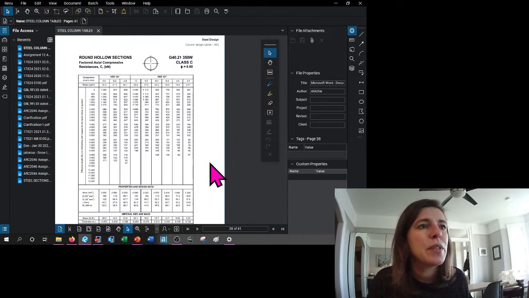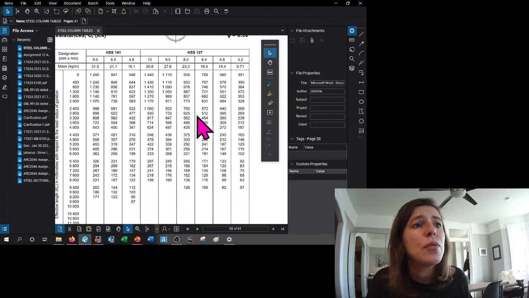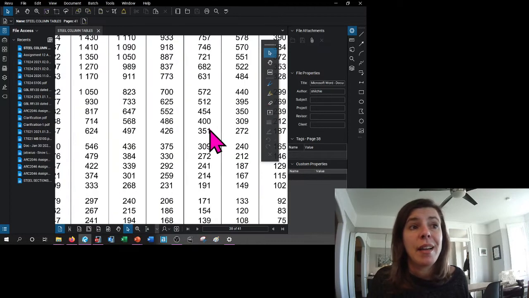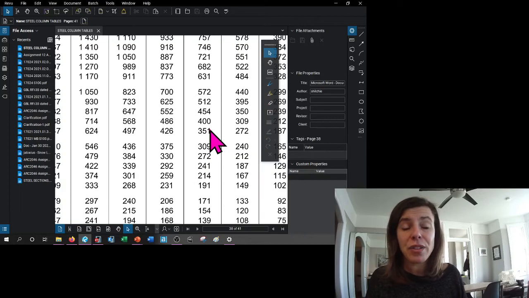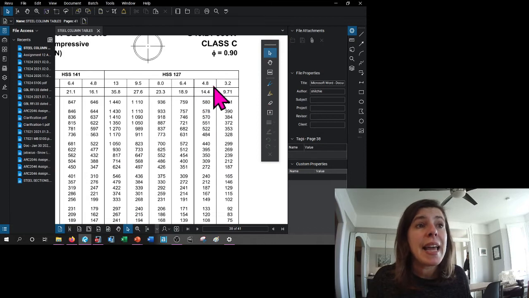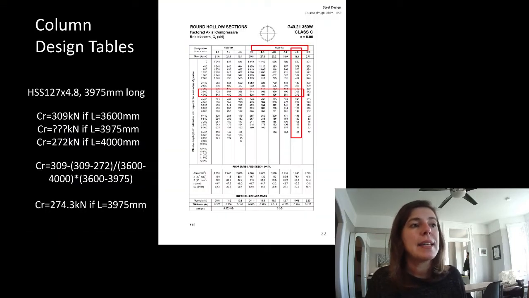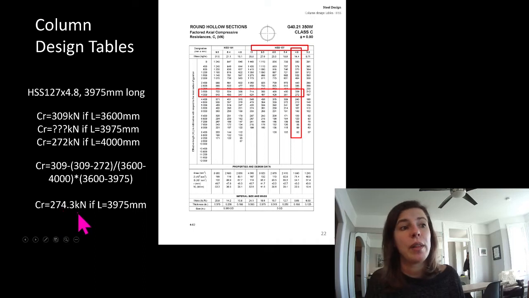I have to switch back and forth between my screens. So, so close to 4 meters. Oh, look at this. An HSS 127 by 6.4 at 4 meters tall has a capacity of 351. Our 3.975 meters, we should have a capacity just a little bit greater than that. It looks like if we had a factored load on it of 305, we'd be okay. But we can say that our HSS 127 by 4.8, that is 3.975 meters tall, has a capacity of 274.3 kilonewtons.